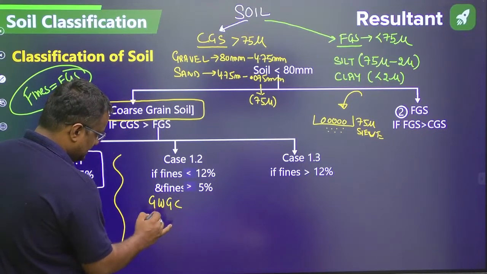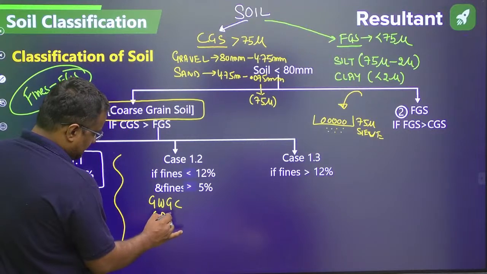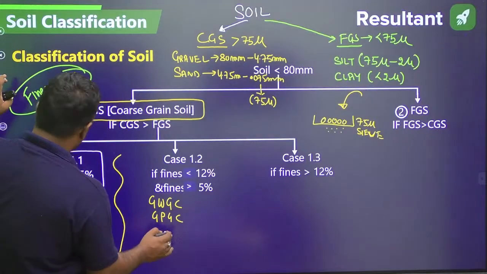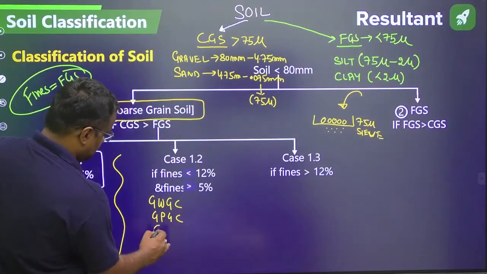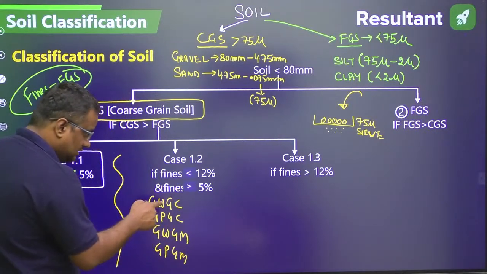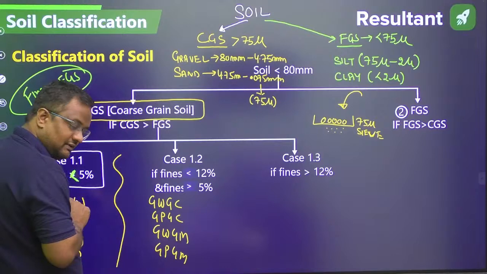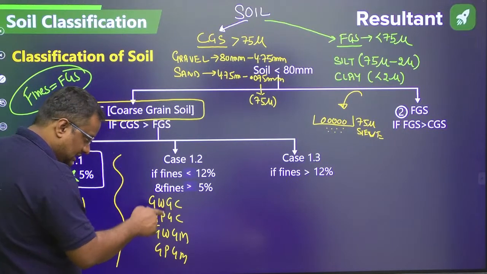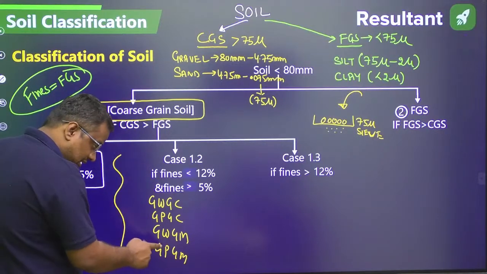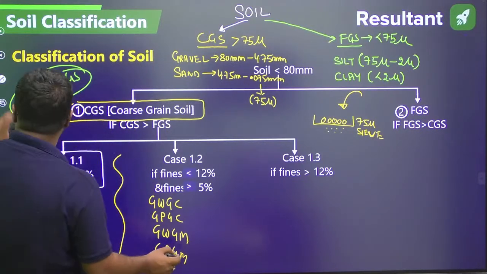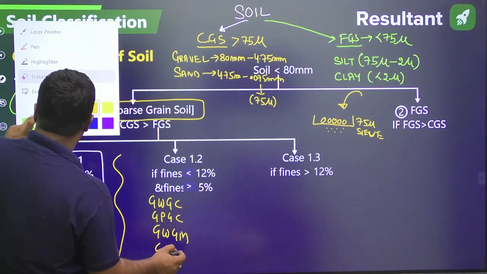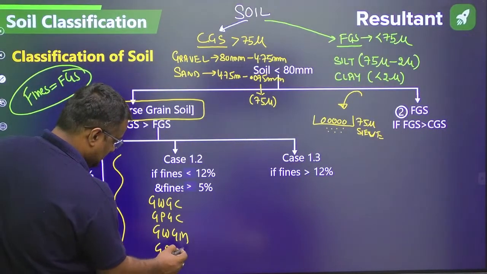GW-GC, GP-GC, GW-GM, GP-GM. Well graded gravel containing clay in the gravel, poorly graded gravel containing clay in the gravel, well graded gravel containing silt in the gravel. M means silt. Poorly graded gravel containing silt in the gravel, and poorly graded gravel containing clay in the gravel.